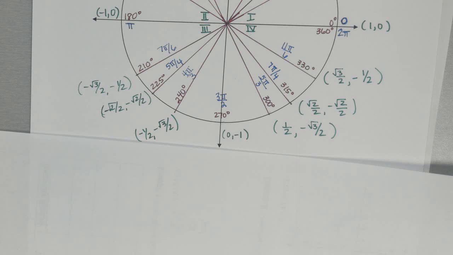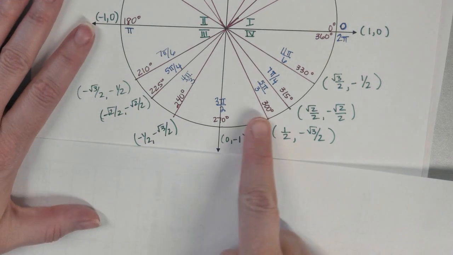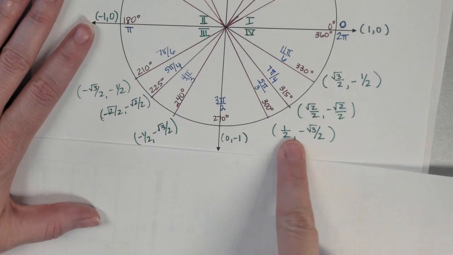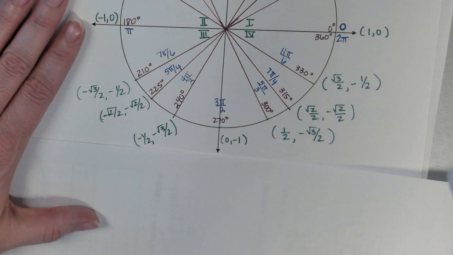Any questions about the rest of your points on your unit circle? So you have x and y are negative in quadrant 3, and x is positive, y is negative in quadrant 4. And then you can use reflections, right? This is a reflection. So the 1/2 and root 3 over 2 are in the same order.